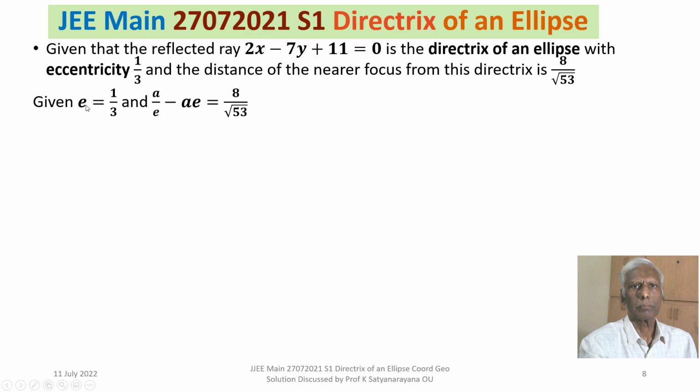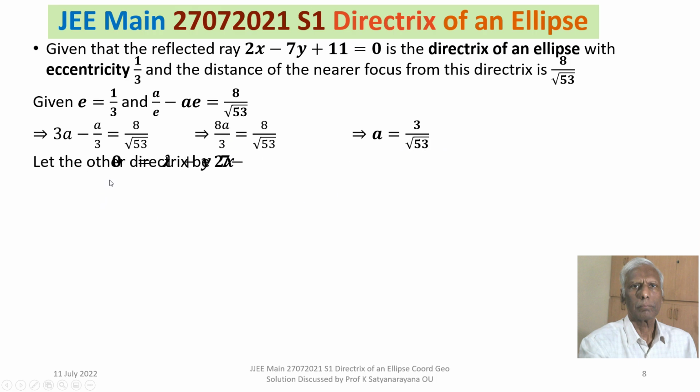In this, put e = 1/3. So that will imply a/(1/3) is 3a, minus a/3, is equal to 8/root 53. 3a - a/3 is 8a/3, equal to 8/root 53. 8 cancels, a = 3/root 53. Let the other directrix be 2x - 7y + lambda = 0, because the other directrix is parallel to this directrix. So this is the equation.